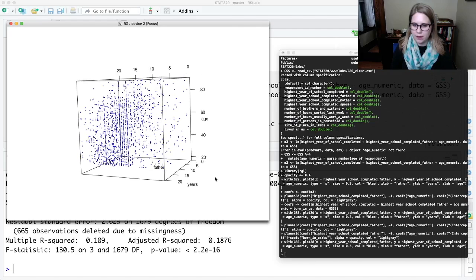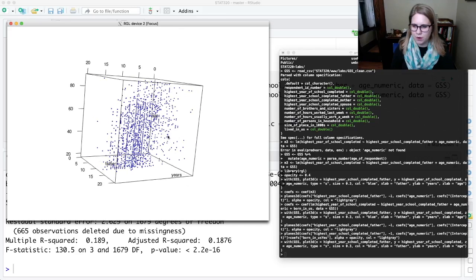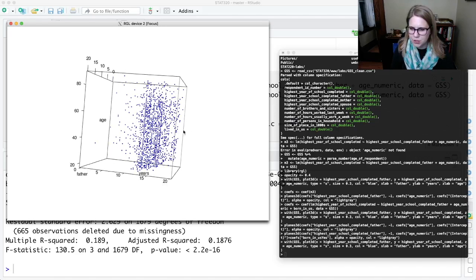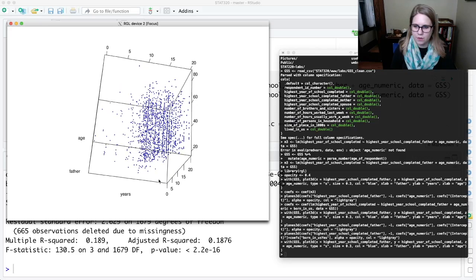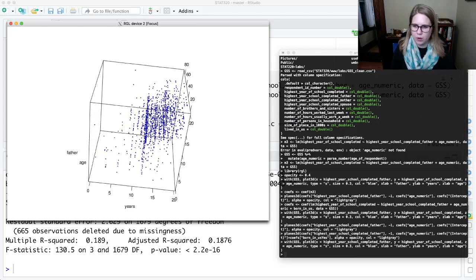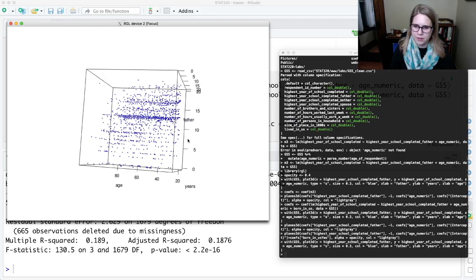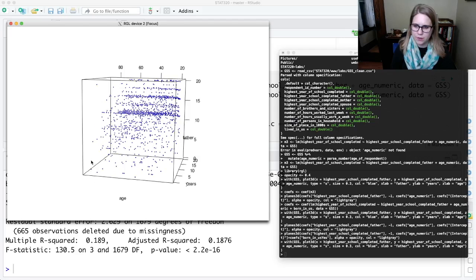So I've got the years of schooling that a person had versus how many their father had versus how old they are. And if I move this around in 3D space, you can see those integer round-offs that we've seen before. So, people typically report that they've done an integer number of years of school. And I think their father's schooling is probably also reported in integer values, and I think their age also is. So depending on how we view it, we can really see those integer values.